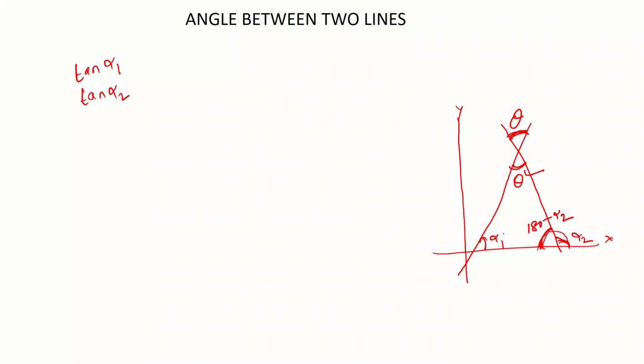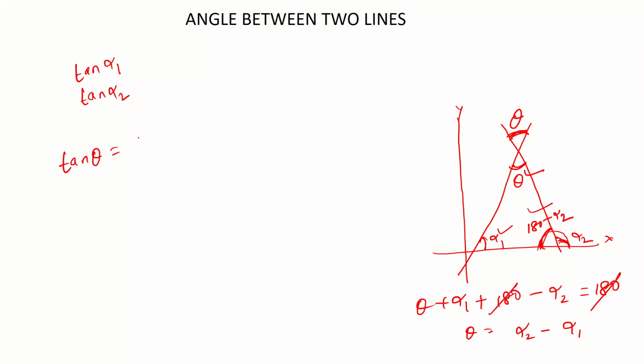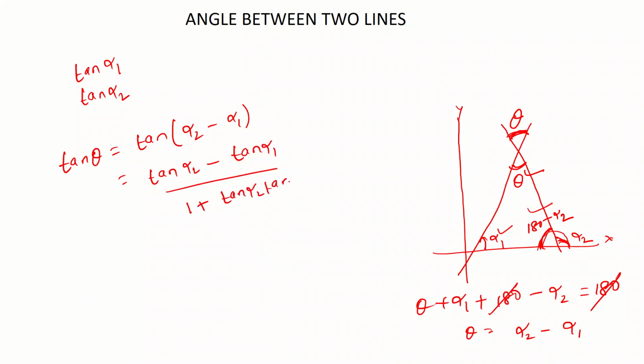Now all of these angles, theta, alpha 1 and 180 minus alpha 2, lie inside the triangle, so their sum should be equal to 180 degrees. So let's use that. Theta plus alpha 1 plus 180 minus alpha 2 is equal to 180 degrees. So that means we have theta is equal to alpha 2 minus alpha 1. Now we can take tan on both sides. So tan theta is equal to tan of alpha 2 minus alpha 1, which is equal to tan alpha 2 minus tan alpha 1 divided by 1 plus tan alpha 2 tan alpha 1.